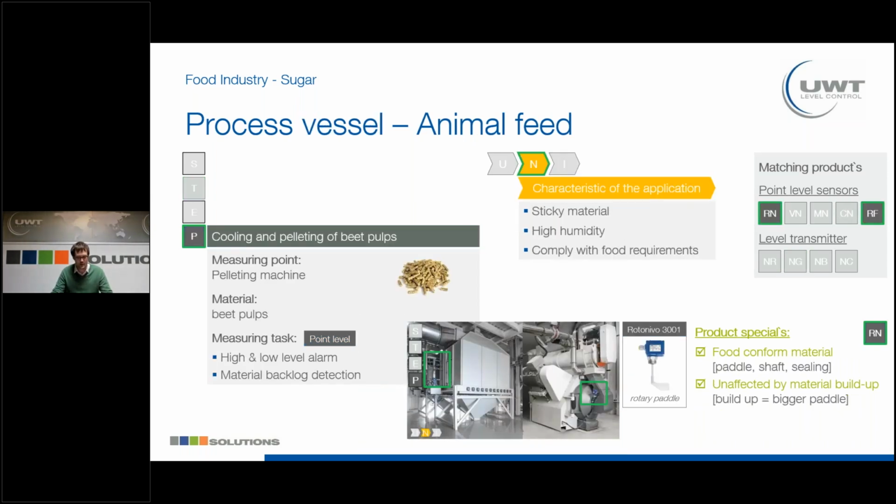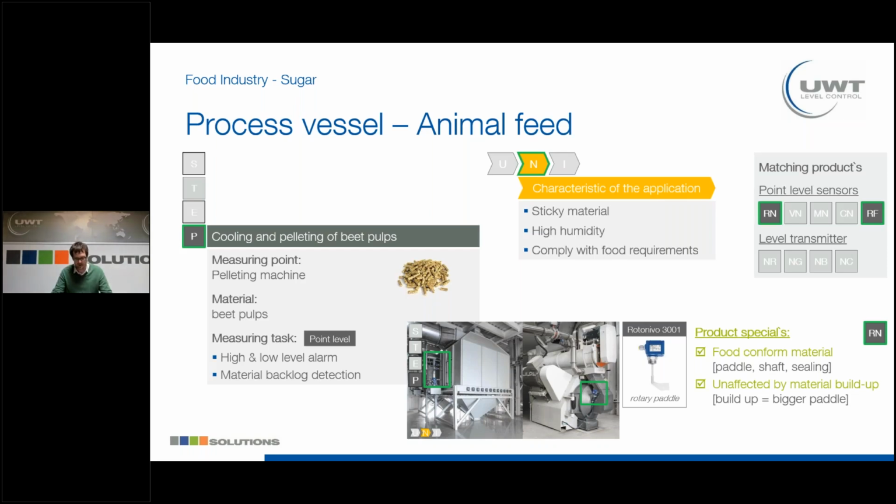And the last application here, animal feed for the process industry, and we consider it as normal. It's a pelleting machine. We do have the beet parts, and in this application, we have a high and a low alarm. And we need a material blockage detection. What we have here is sticky materials. We have high humidity, and it needs to be completely food conform.